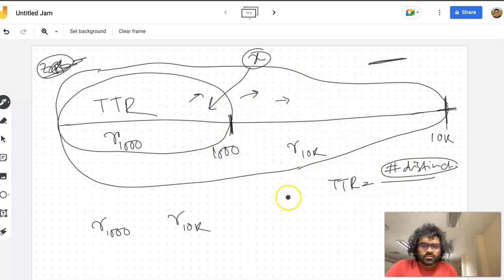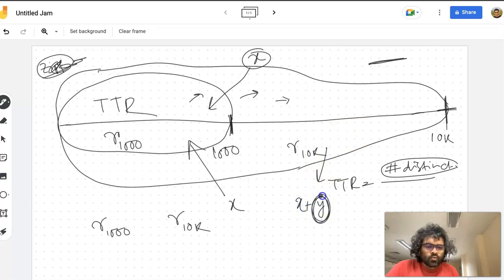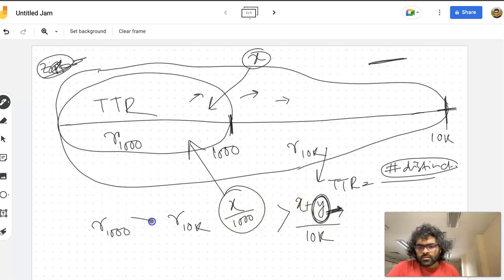So suppose for the first part the distinct words are X, and in the whole corpus the total will be X plus Y. Now the thing is that this Y is not much high, but we are dividing with a much larger value here, and with a much smaller value there. So obviously this thing will be higher than this thing. So this should be the relation.